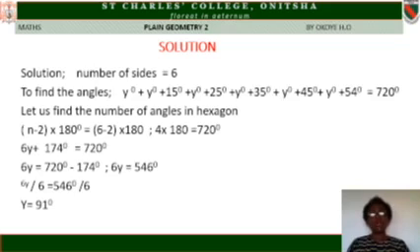Therefore, 6y equals 546 degrees. We make y the subject of the formula by dividing both sides by 6. 6y over 6 equals 546 degrees over 6. When you divide it, our y is 91 degrees.